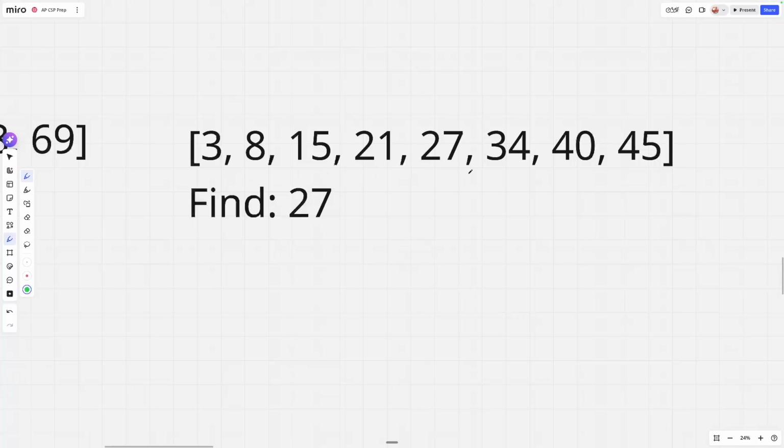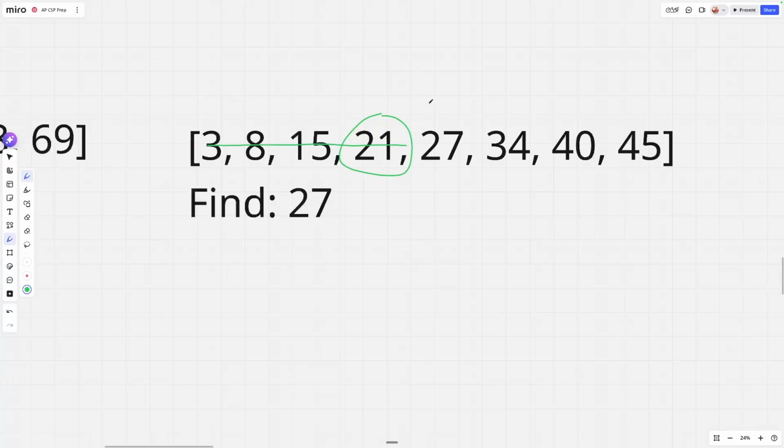Another more difficult example. Here we have, again, an even amount of elements, so we go to the one on the left. It's 21. Is 27 greater than 21? Yes. And that means we cross out all of these numbers. You may ask, how can we cross them out? Well, because we know that they must be alphabetical or numerical. They must be in order. That's a condition for binary search.